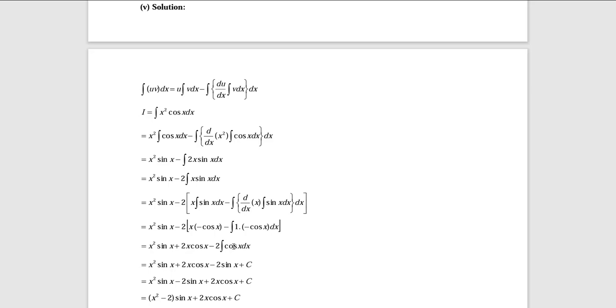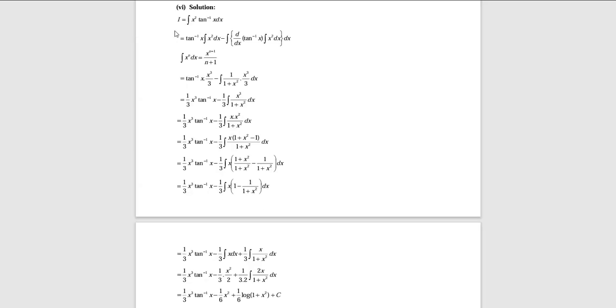Now integration of cos x gives us sin x, so we wrote sin x and the rest of the part is as it is. Later we wrote this part on the right side and this part, minus 2 sin x, on the left side, so that we can take common sin x. So in the next line we took sin x as common, so we got x square minus 2 into sin x plus 2x cos x plus c. So that's the answer. Let's move to number 6.